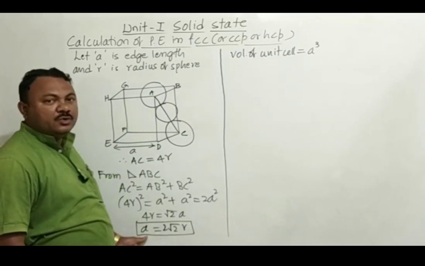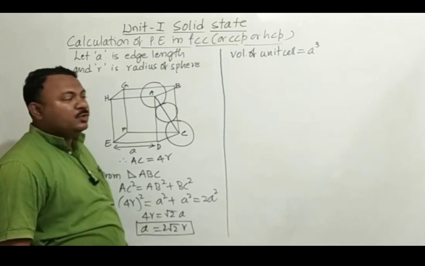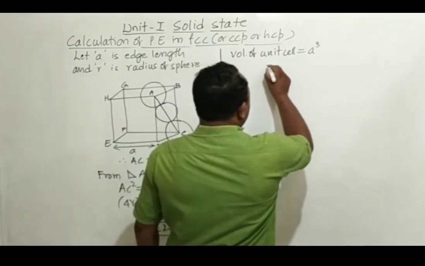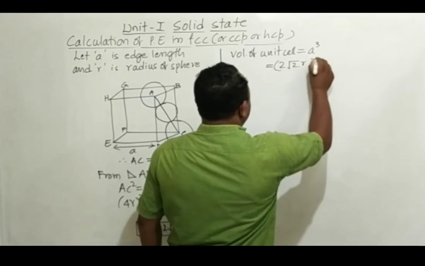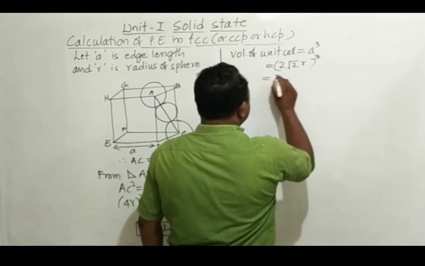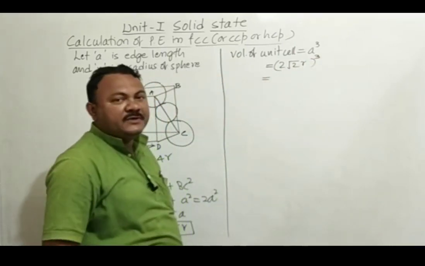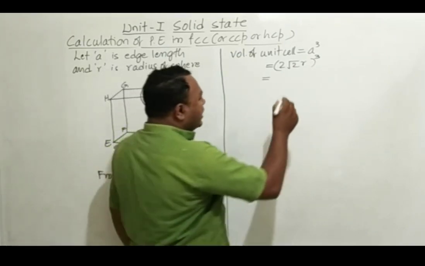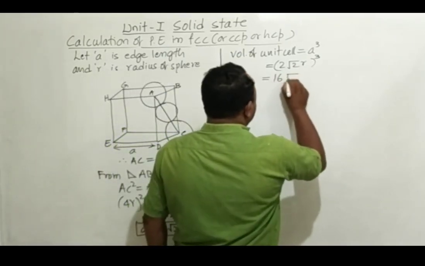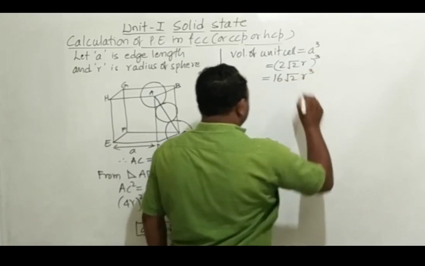A is equal to 2 root 2R. Cube of 2 root 2R we take now. So the volume of unit cell is 2 root 2R raised to 3. 2 cube is 8. Root 2 raised to 3 is 2 root 2. 8 into 2 is 16. So I can write volume of unit cell as 16 root 2R cube.